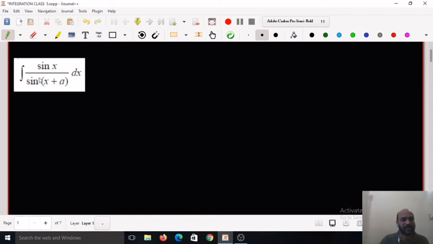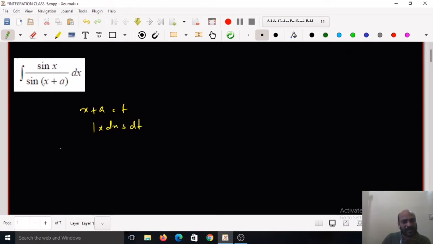Now the next question, integration of sin x by sin x plus a dx. If this question was reversed, we could find the answer very easily. We can use the formula sin of a plus b, and then split into two functions. But sin x plus a is in the denominator, so you have to use a substitution. Take x plus a equal to t. If you differentiate both sides with respect to x, we will get 1 equal to dt by dx, so 1 into dx equal to dt. That means dx equal to dt.